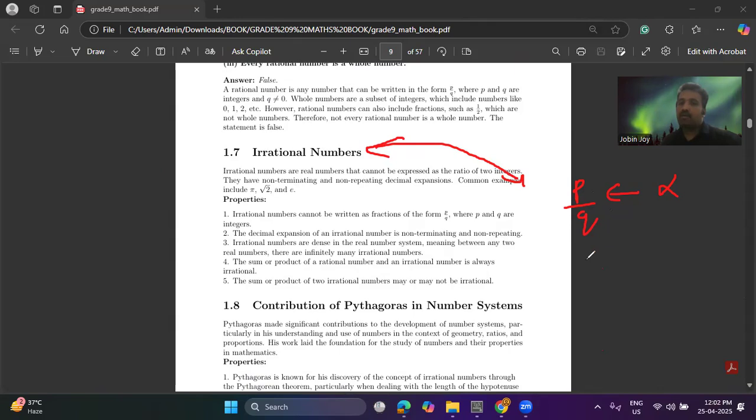So they have a non-terminating and non-repeating decimal expansion. Common examples are pi. Pi is an irrational number. You know the value of pi? 3.141592, like that. Then root 2 is an example of an irrational number. Euler's number is also an example of an irrational number. Any number that cannot be expressed as the ratio of two integers is called an irrational number.